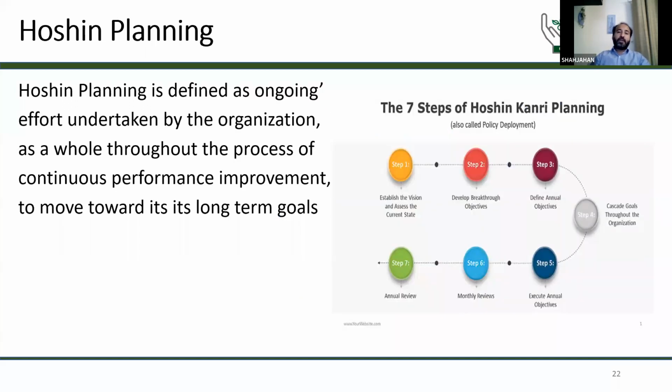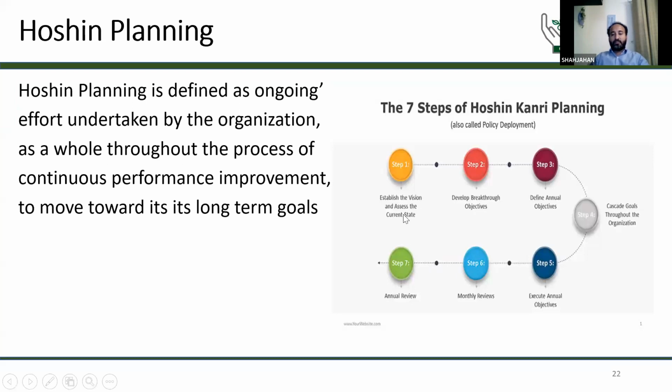First of all, the Gaussian planning. Gaussian planning is defined as an ongoing effort undertaken by the organization as a whole throughout the process of continuous performance improvement to move toward its long-term goals. So see in this example, there are 7 steps of Gaussian planning.